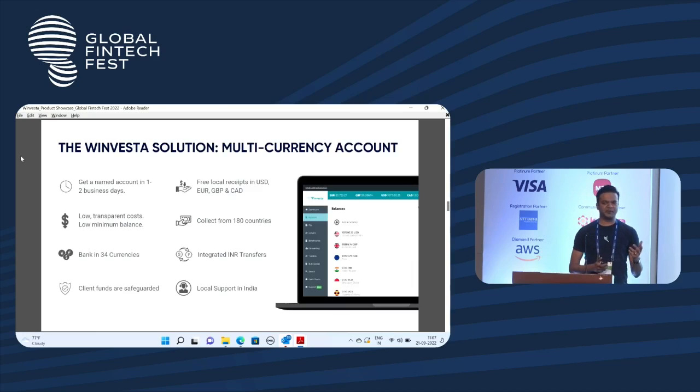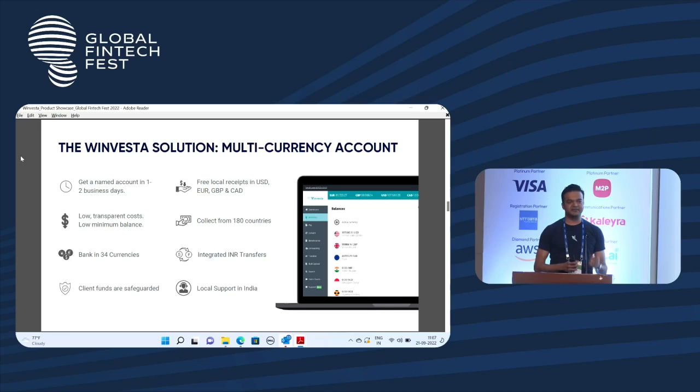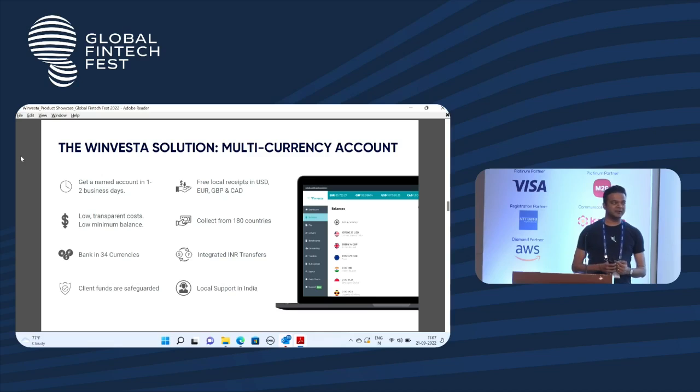So as we spoke, we have global banking, global investing. I'm just going to drill down briefly into global banking. You get a named account after your onboarding process, which lasts just a few minutes, within 1 to 2 days. Very low transparent fees, commissions, everything is clear, unlike traditional banking networks where you might only find out tomorrow how you were fleeced yesterday. You can bank in over 34 currencies.